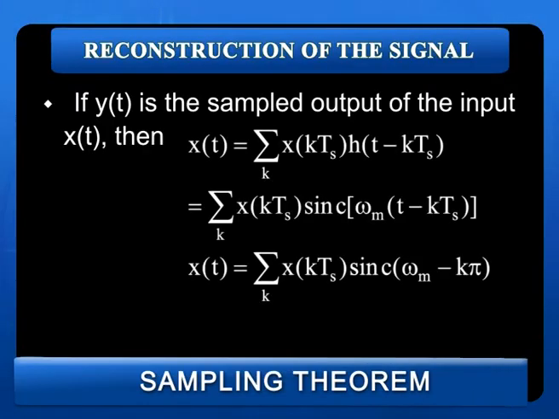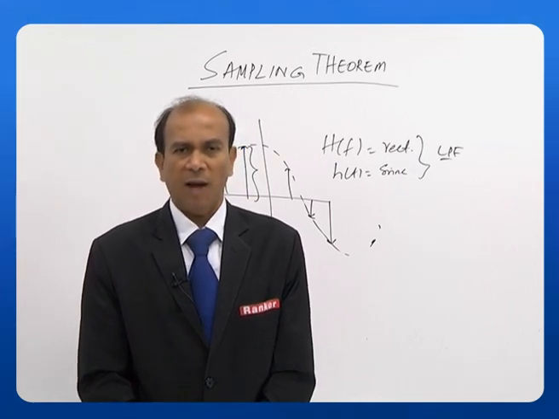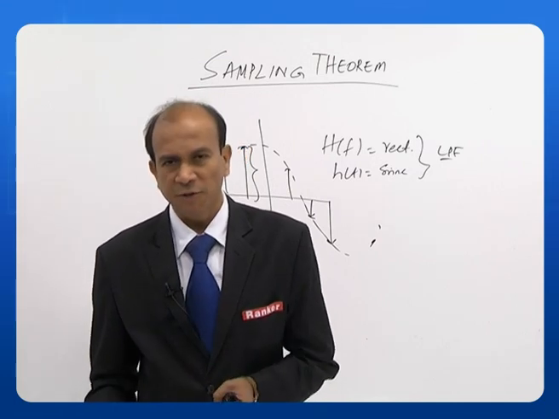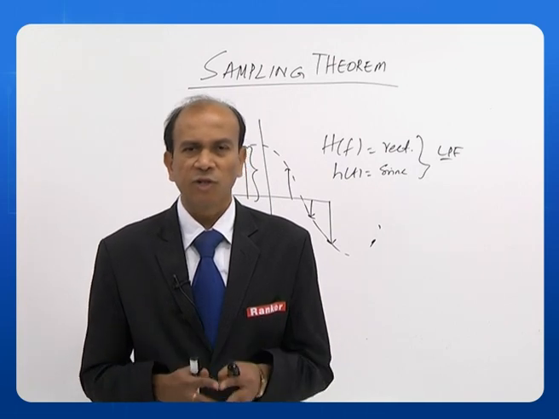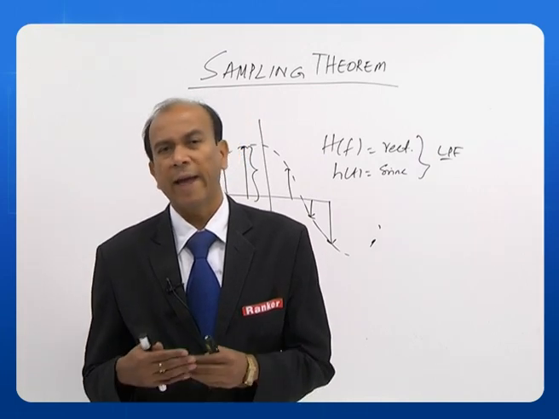See here, if y of t is a sampled output of the input x of t, then x of t is equal to the summation over k of x of kTs h of t minus kTs. Here h of t is a sinc function for us. So, put that here. It is the summation of x of kTs sinc of omega m (t minus kTs), that is nothing but the summation over k of x of kTs sinc of (omega m t minus k pi). This equation is called the interpolation formula. So, as you see here, x of t is nothing but the summation over k of sinc functions which have a coefficient or amplitude equal to the strength of the input signal. So, this is how you get x of t.